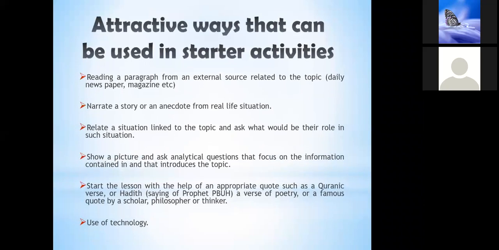Now, here are some attractive ways that you can use to start activities. Actually, these are the ideas which I use in my classes. So, reading a paragraph from an external source, but it should be linked to that topic. We can narrate a story or an anecdote from a real life situation. We can relate a situation linked to that topic and ask what would be their role in such a situation.